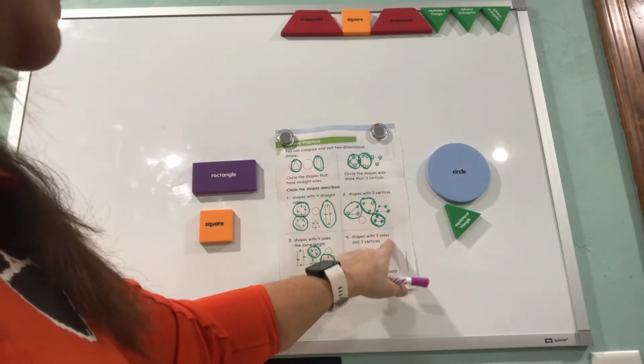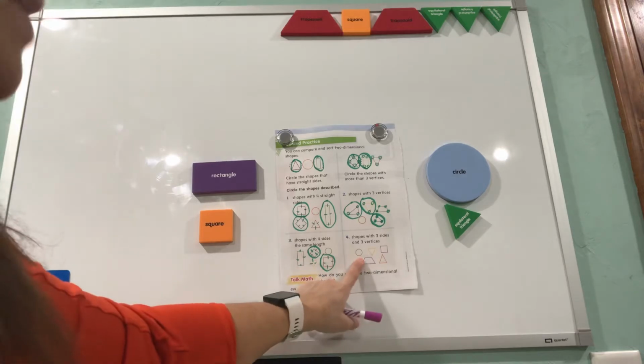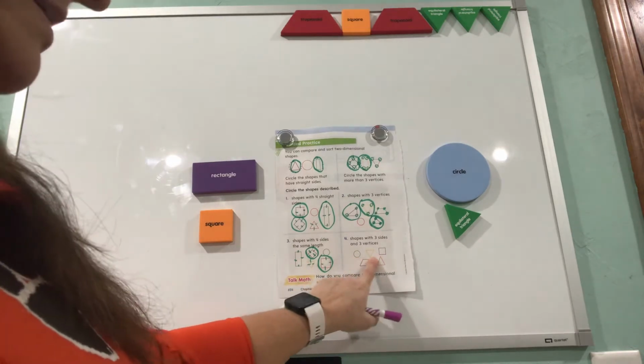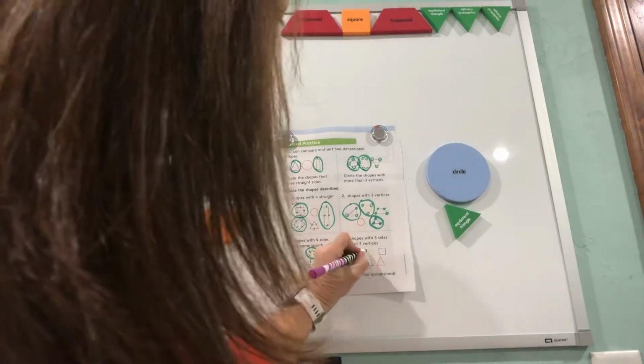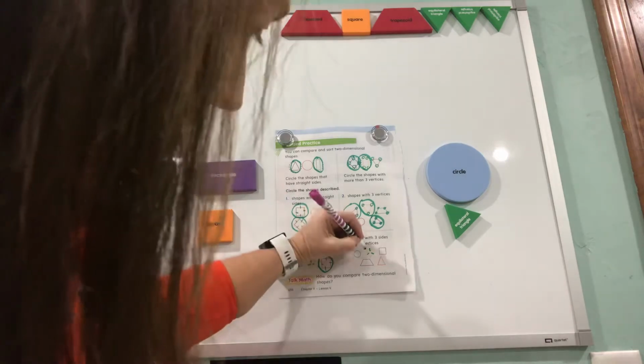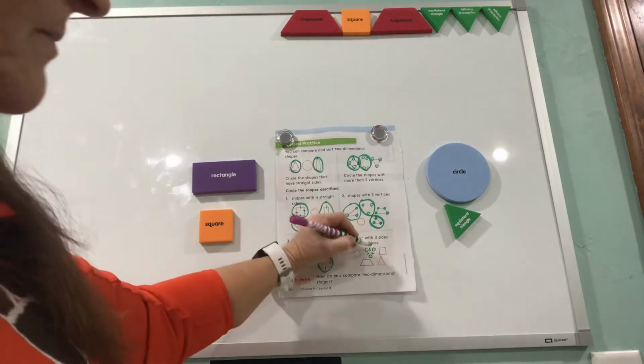Shapes with 3 sides and 3 vertices. I'll start with my circle. No sides, no vertices. Let's see here. Here's 1, 2, 3 sides. 1, 2, 3 vertices. Yep, I'm going to circle that one.